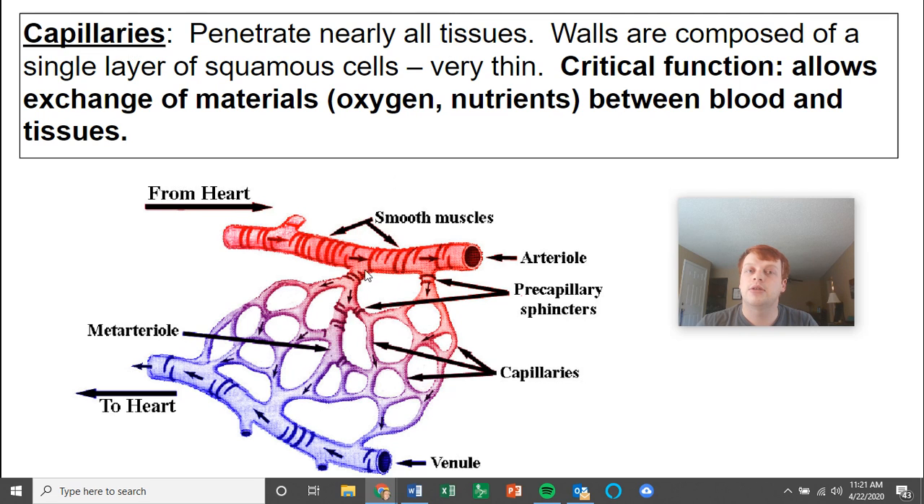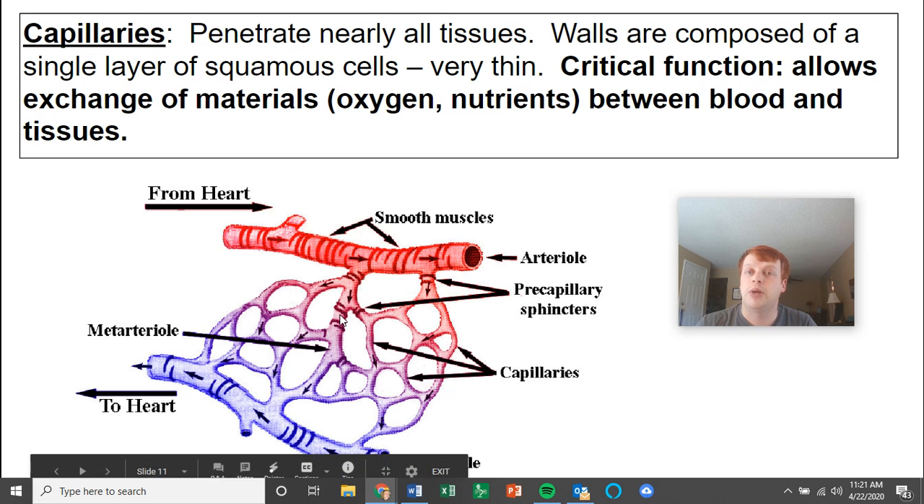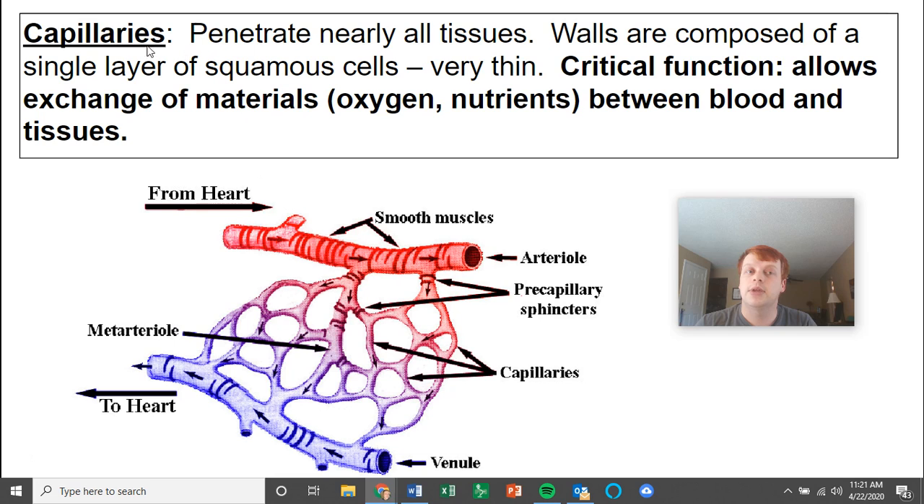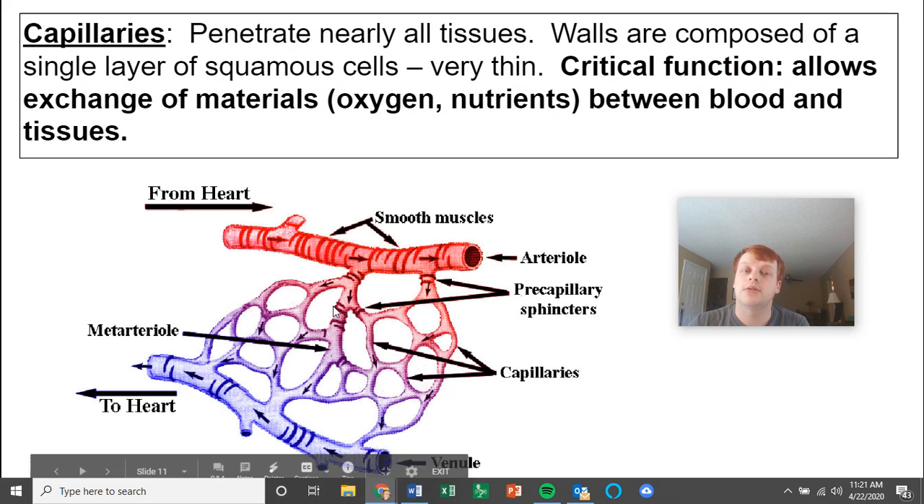Capillaries actually go through pretty much all the tissue in our body. They have walls made out of single squamous cells, which we talked about in our integumentary system. So they're very thin, and the reason they're very thin is they allow materials like oxygen and other nutrients to flow between the blood and the surrounding tissue. So capillaries are how we get blood to the different tissues in our body.